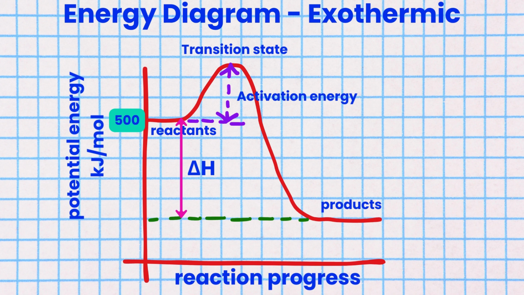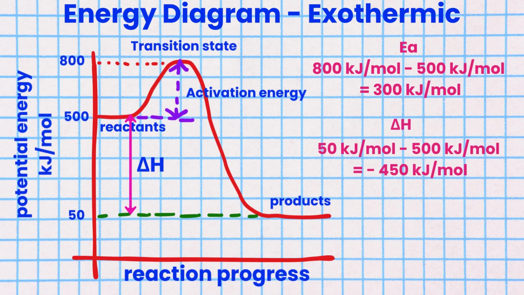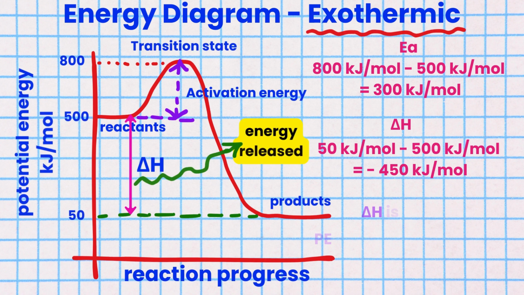PE of the reactants equals 500 kilojoules per mole. PE of the products equals 50 kilojoules per mole. The transition state peak is at 800 kilojoules per mole, which means the activation energy equals 800 kilojoules per mole minus 500 kilojoules per mole, which equals 300 kilojoules per mole. Change in system enthalpy equals 50 kilojoules per mole minus 500 kilojoules per mole, and that equals negative 450 kilojoules per mole. Since delta H is negative, this is an exothermic reaction.